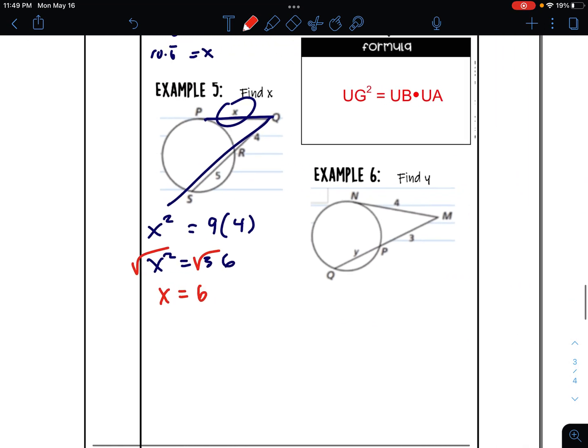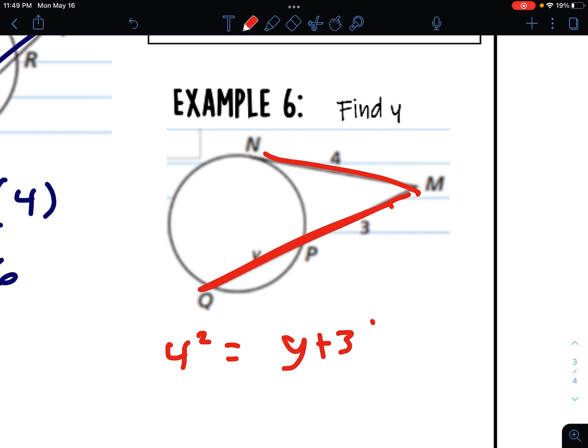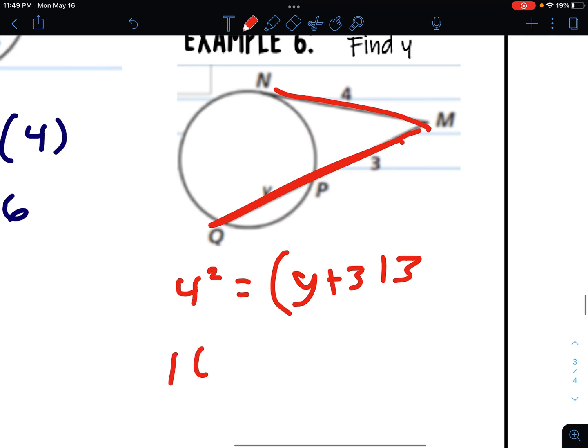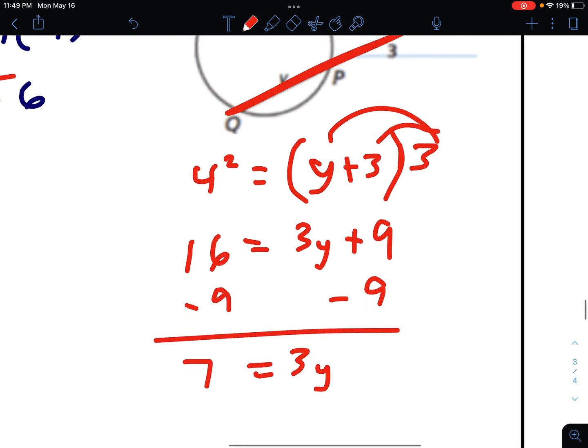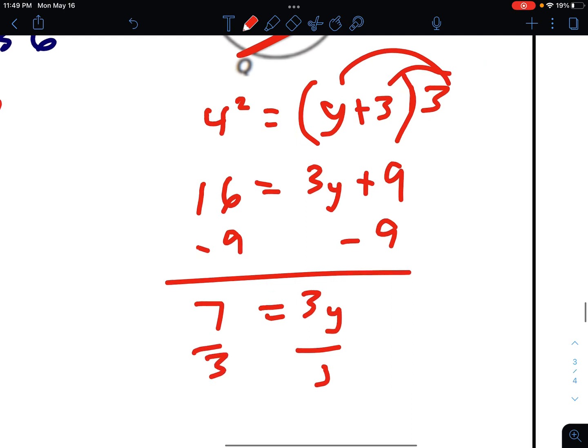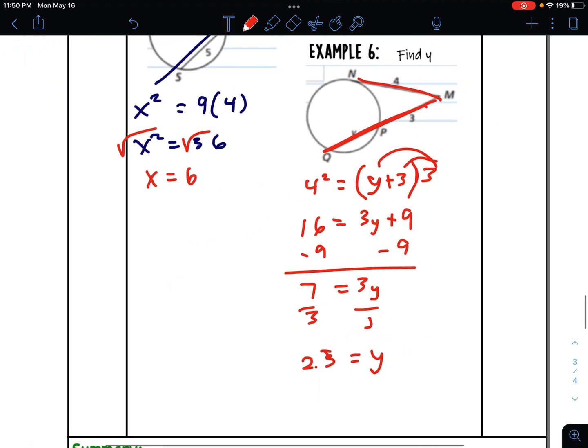All right, last but not least, again, we have a tangent, so we're going to square it, 4 squared. That's going to equal the whole length, y plus 3, times the outside, which is 3. 4 squared is 16. Distribute the 3. We get 3y plus 9. Subtract 9 from both sides. We get 7 is equal to 3y. Divide both sides by 3. And you're going to get 2.3 repeating is equal to y. Done and done.